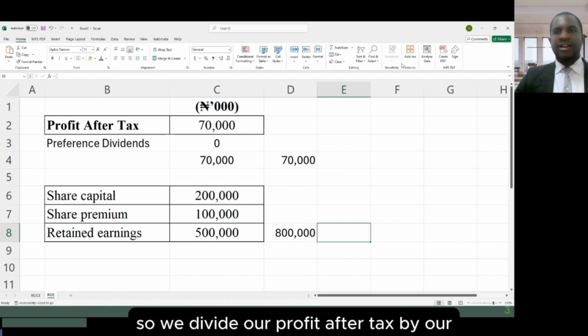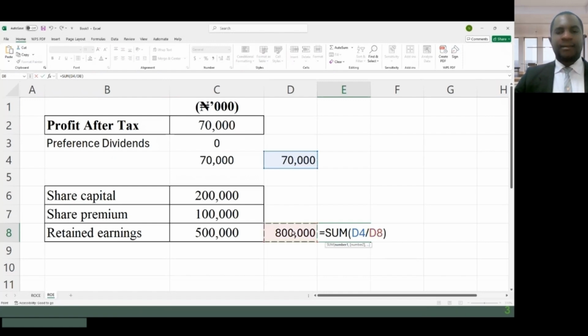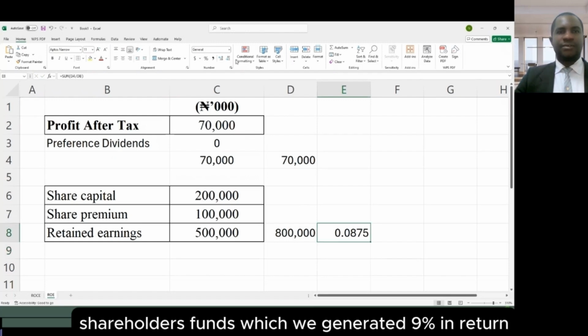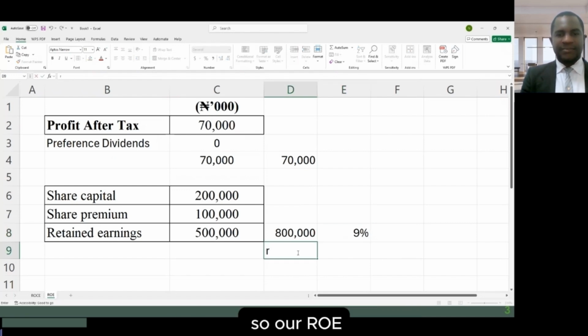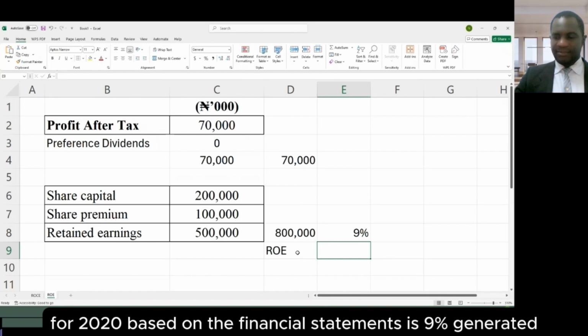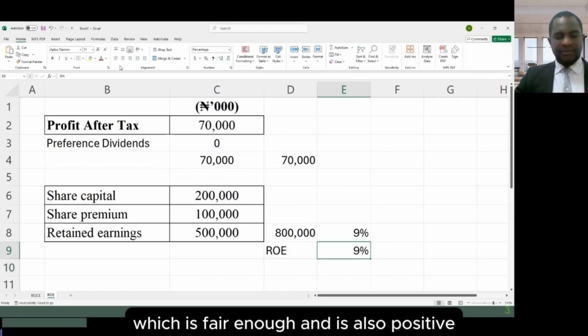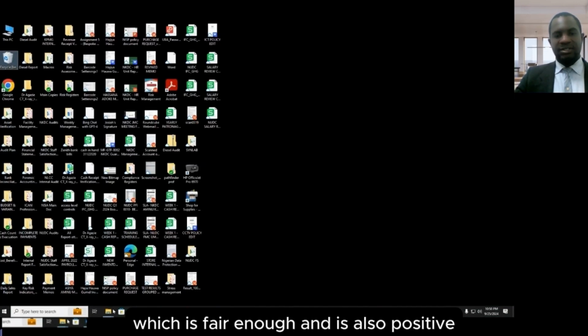So we divide our profit after tax by our shareholders' funds, which generated 9% in return. So our return on equity is 9%. Our ROE for 2020, based on the financial statements, is 9% generated, which is fair enough, and it's also positive.